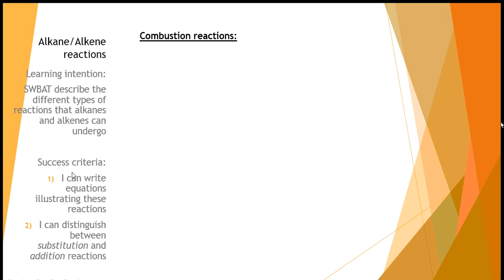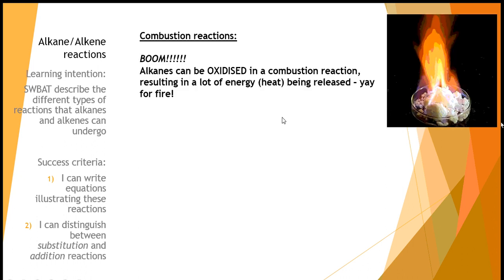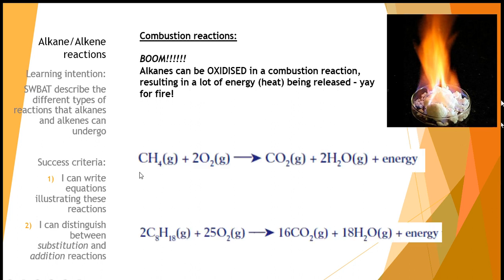So there are 2 types of reactions for alkanes. The first one is a combustion reaction, which means boom. Alkanes can be oxidized in a combustion reaction, just like this burning piece of wax here. It's not really alkane, but it's something burning. And in combustion reactions, as you expect, there's a lot of heat energy being released, and that's why we use it for fire and combustion engines.